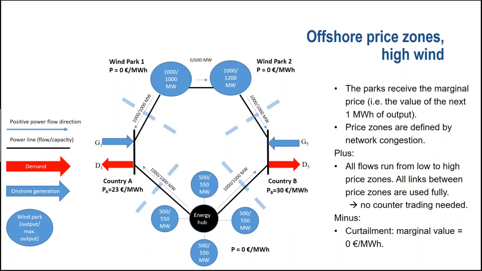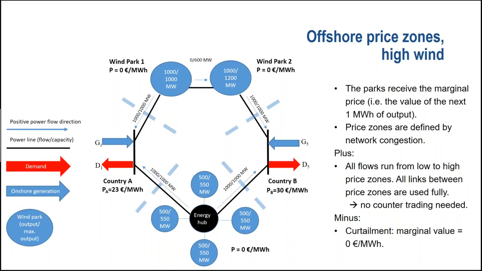Because up north, and actually both up north and down south, more wind energy can be generated than can be evacuated, the wind parks receive a price of zero, or at least the marginal cost of wind generation, which is close to zero. This is a disadvantage of this model, but I'll come back to that later.